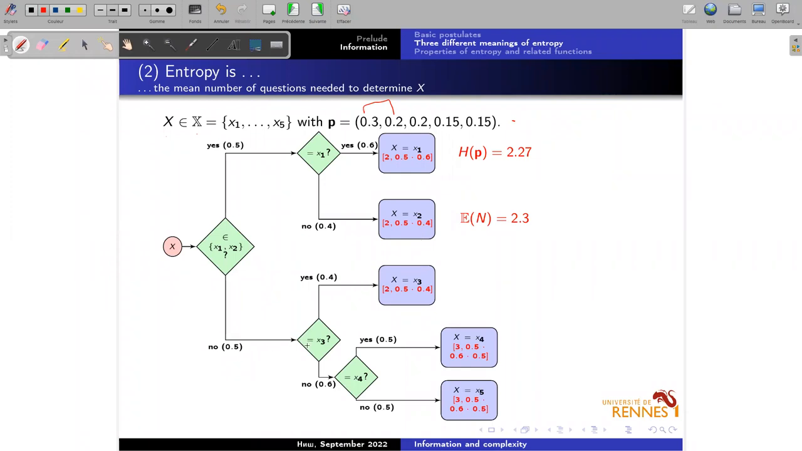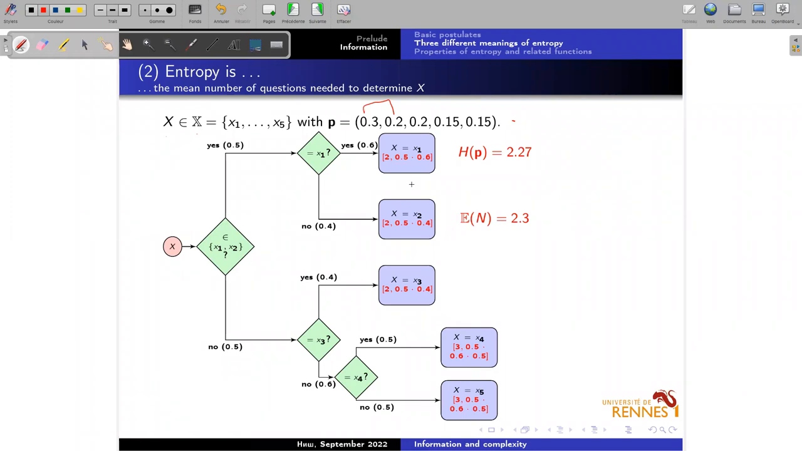I go through the other branch. Through the other branch, I ask whether the random variable takes value x3, either yes or no. If yes, I have finished. If no, I have to make an additional question. So, when I'm in these magenta boxes, I have totally determined the outcomes of the random variable, and I know also the probability.